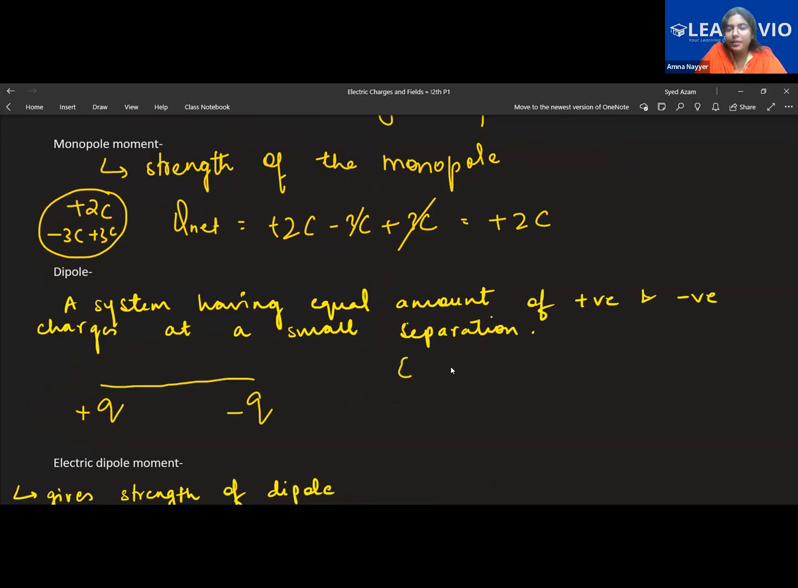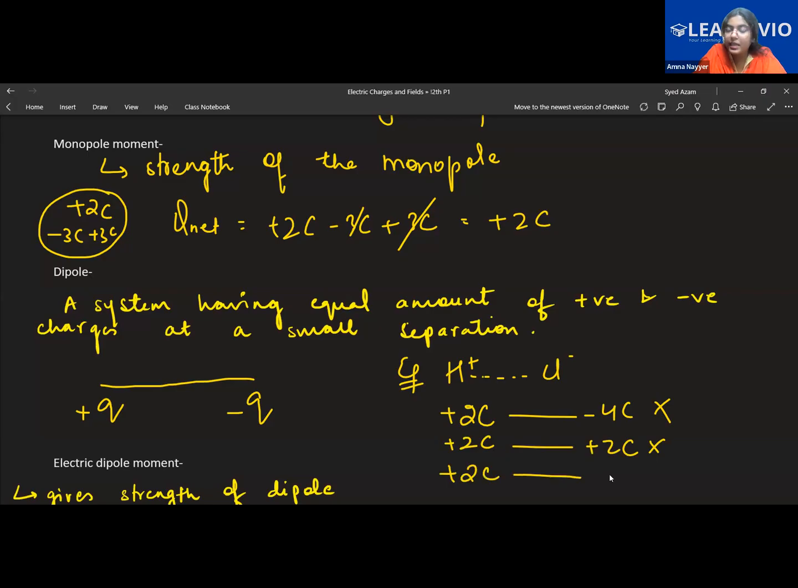For example, you have H plus ions and Cl minus ions. This forms a dipole. That's why you have dipole moment in chemistry also. See class, you cannot have a dipole like plus 2 coulomb and minus 4 coulomb. This won't form your dipole. Or I cannot take plus 2 coulomb with plus 2 coulomb. This also won't form a dipole. If I am taking plus 2 coulomb here, here it has to be minus 2 coulomb, then only will this form a dipole. So any two charges cannot be taken. If we are considering a system of dipole, we have to consider two charges with the same magnitude and opposite signs.